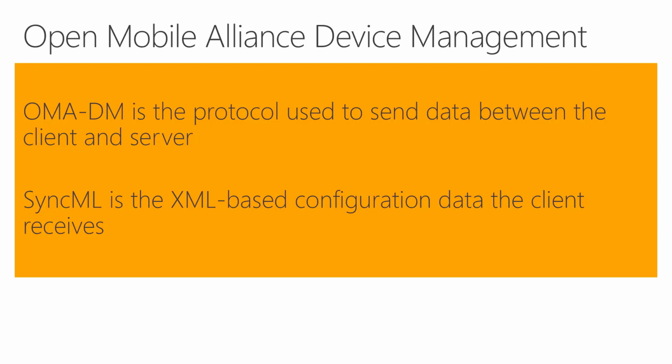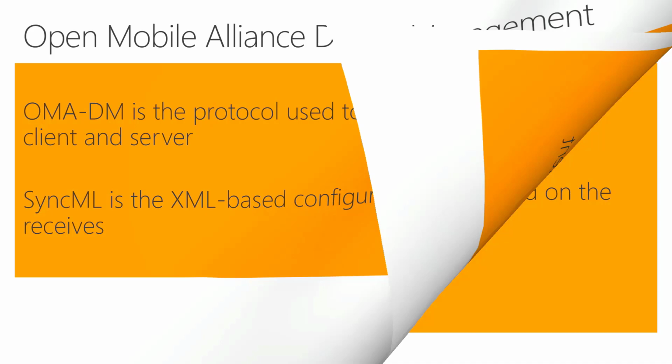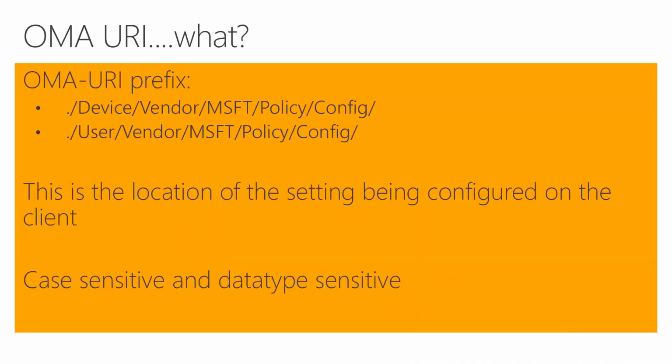The Open Mobile Alliance Device Management Protocol, or OMADM for short, is used to send data between the client and server. That protocol contains what is referred to as SyncML, and SyncML is the XML-based configuration data that the client receives to understand how to configure the settings on the device.